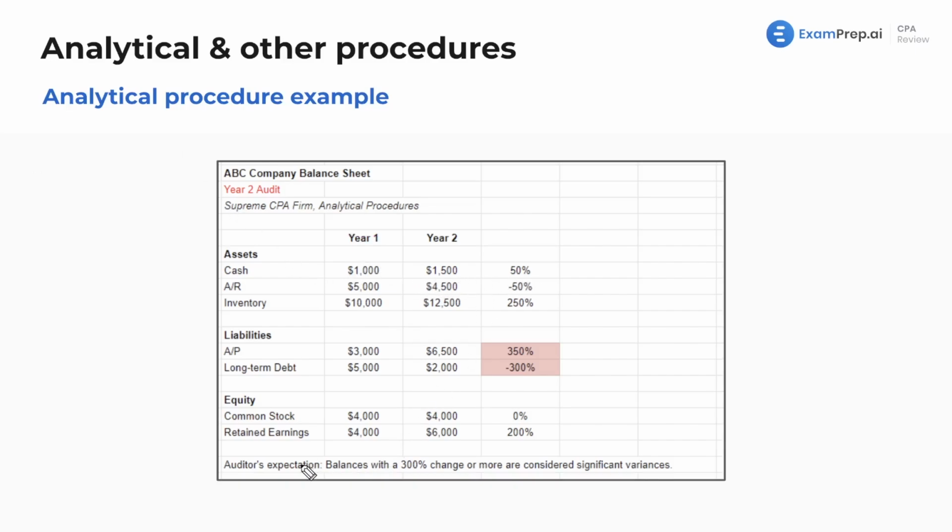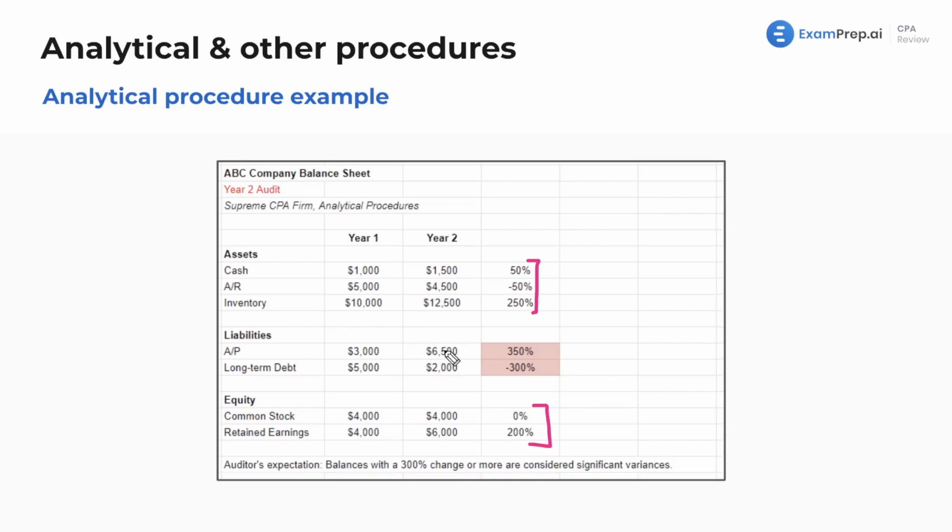We could say an auditor's expectation for this, before looking at the numbers, is that balances with a 300% change or more are considered significant variances, and we want to investigate what happened. Now, taking a look here, obviously I did this in Excel and then displayed it. It looks like they decreased their long-term debt significantly, and they also increased their accounts payable significantly. Those are out of range. So here, everything, whether it's an increase or a decrease, is within range. Right? Looks pretty solid there.